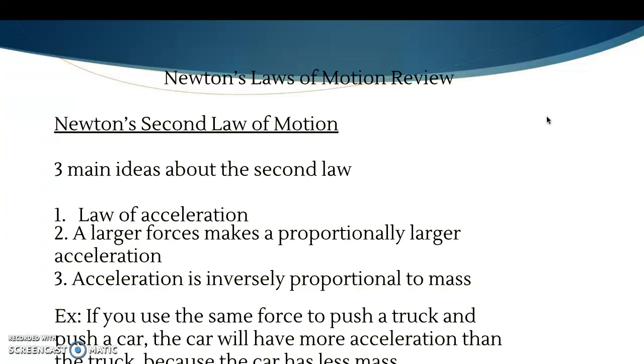Newton's second law of motion, also known as the law of acceleration. There are three main ideas. A larger force makes a proportionally larger acceleration, and acceleration is inversely proportional to mass. An example of this: if you use the same force to push a truck and to push a car, the car will have more acceleration than the truck because the car has less mass. Therefore, force is equal to mass times acceleration, which is the formula that we use to find out the answer to questions within Newton's second law.